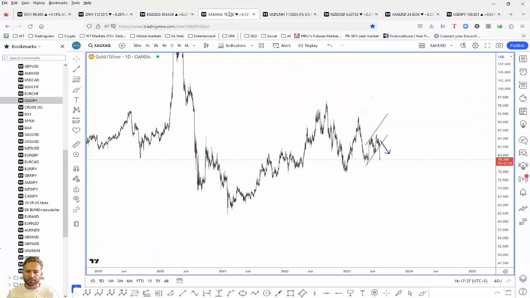Now also, we have seen a very nice move to the upside on gold and silver. Silver is doing much better, and that's because the gold-silver ratio is coming to the downside. And normally that's the case when metals are in uptrend. Silver will try to act much better on the upside compared to gold.